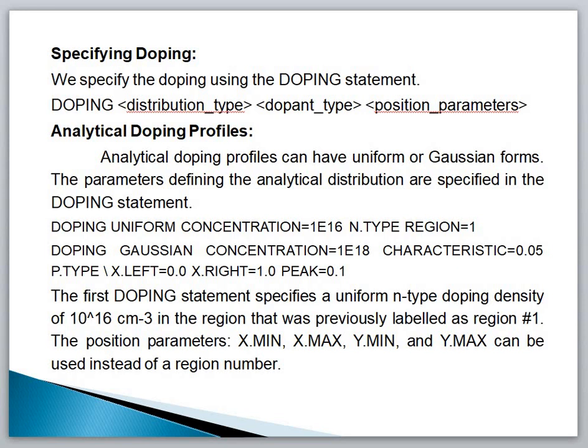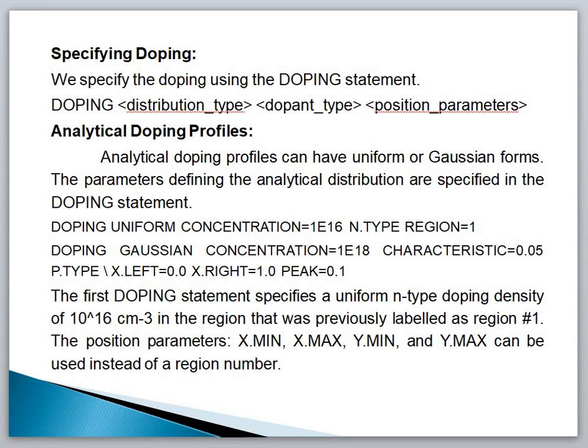Doping uniform concentration 1E16, dopant type N-type, and the positional parameter; you can also define the region number. I have chosen region number 1. Next, I have defined the doping Gaussian type with concentration 1E18, characteristic 0.05, p-type, x left 0.0, x right 1.0, and the peak value is 0.1. The first doping statement specifies a uniform n-type doping density of 10 raised to the power 16 per centimeter cubed in the region that was previously labeled as region 1.